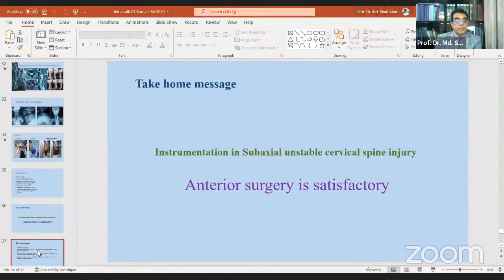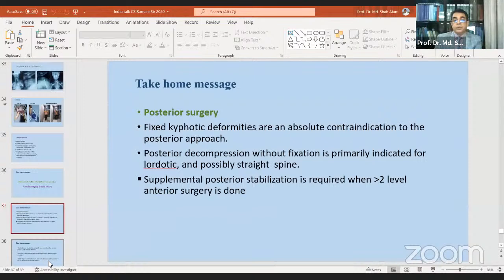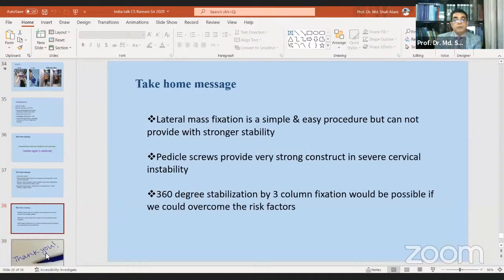But posterior, the fixed kyphotic deformities are an absolute contraindication to the posterior approach, and posterior decompression without fixation is primarily indicated for lordotic and possibly the straight spine. And supplemental posterior stabilization is required when more than two level instability is there.